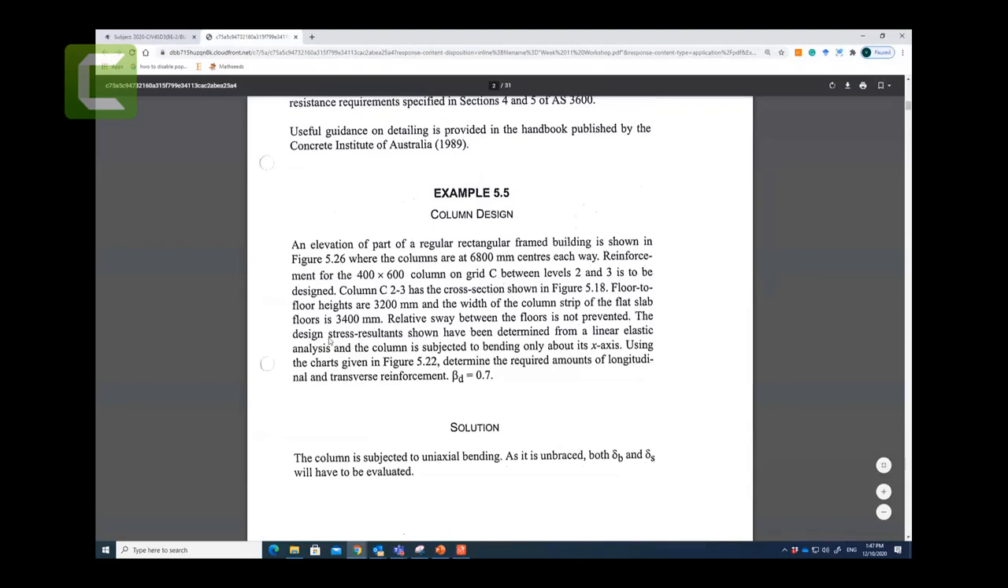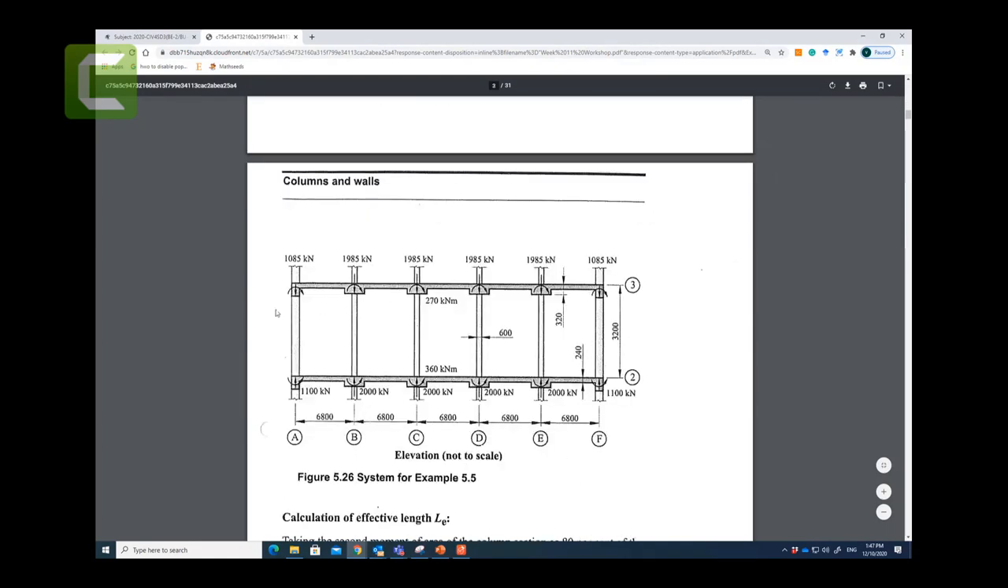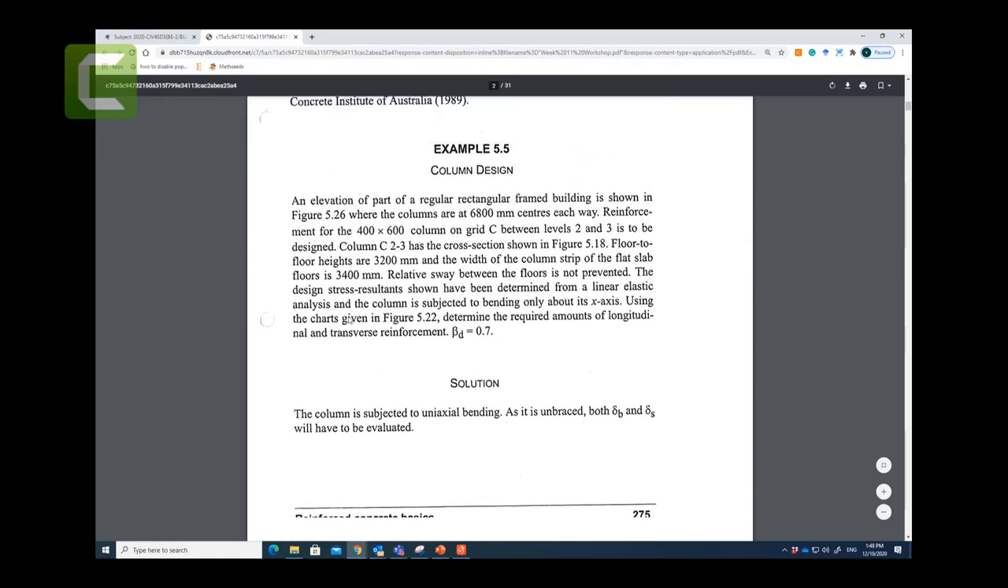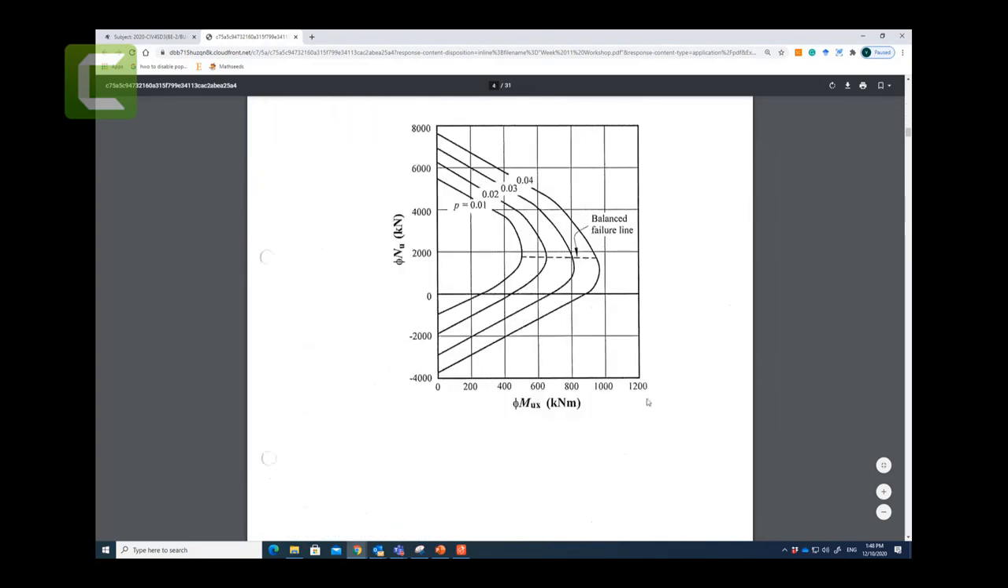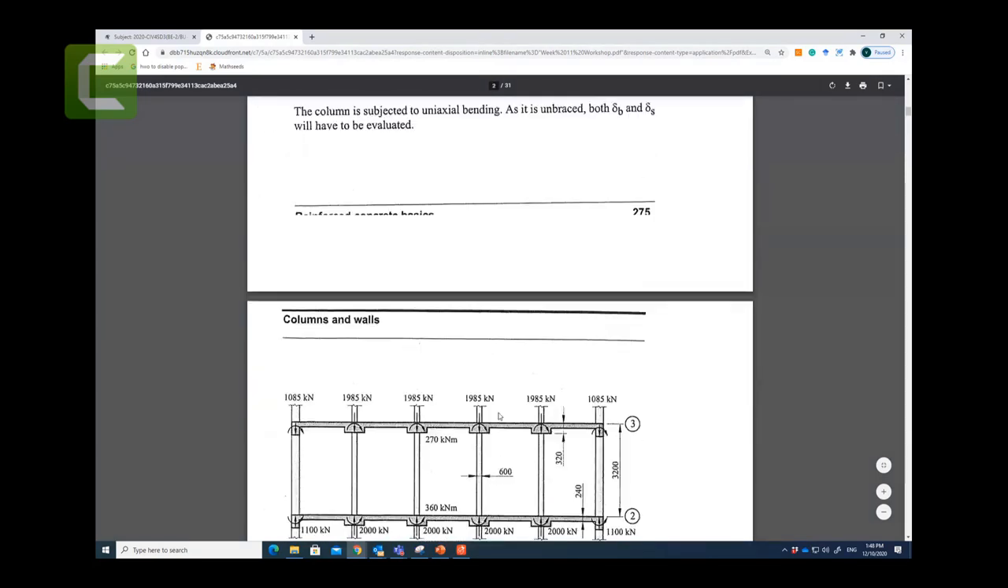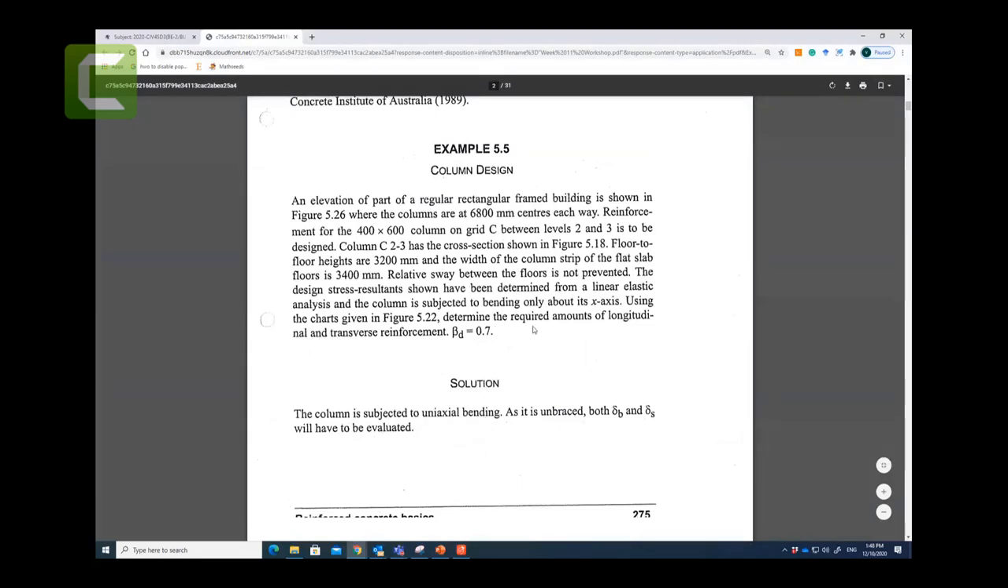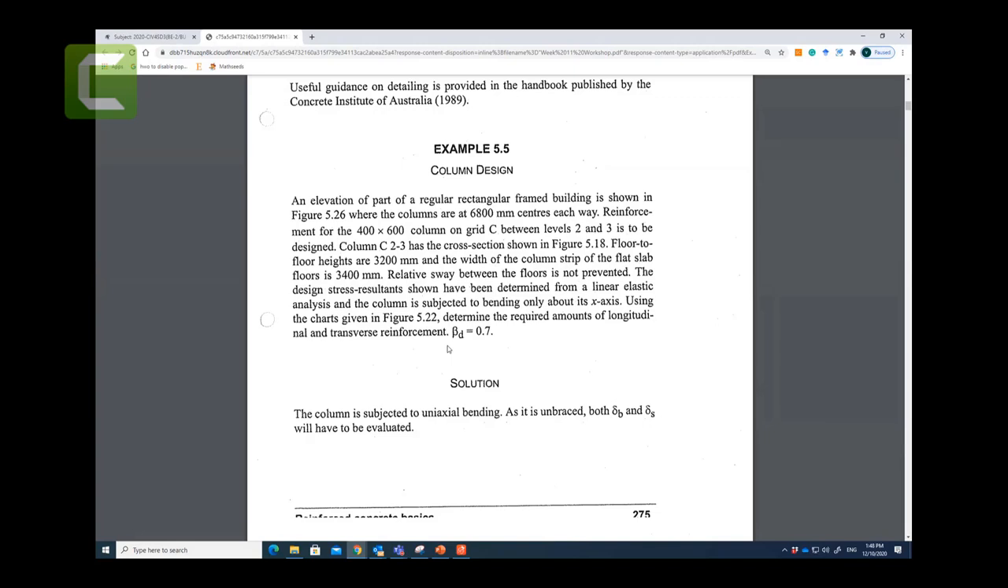All right. So the design stress result has been determined from a linear elastic analysis, and the column is subject to bending only about the x axis. They said that they have done the analysis for you, and they have given you this load and moments. Using the chart given in Figure 5.22, where is the chart? There you go. This is the chart given to you in the examples. Determine the required amount of longitudinal and transverse reinforcement. So we need to find the longitudinal and transverse reinforcement.